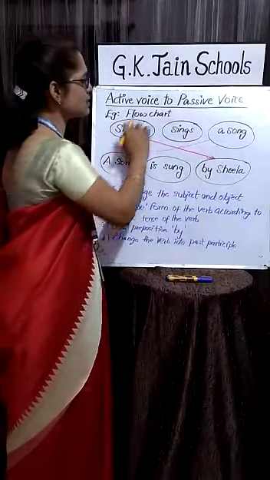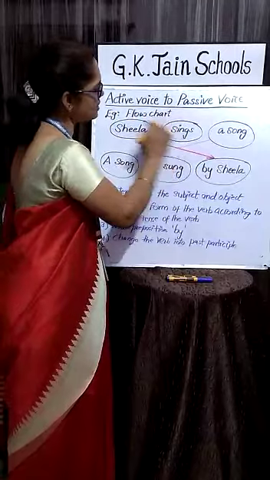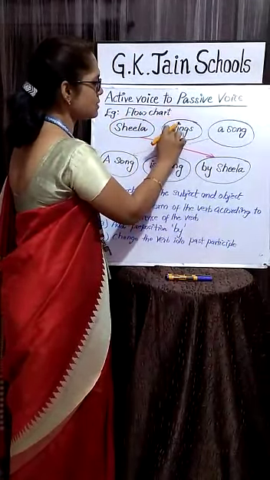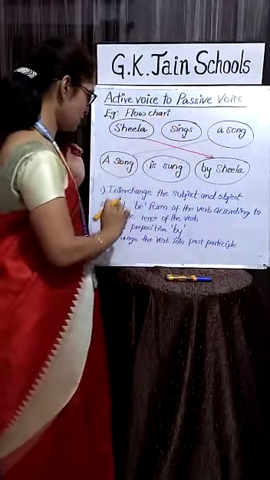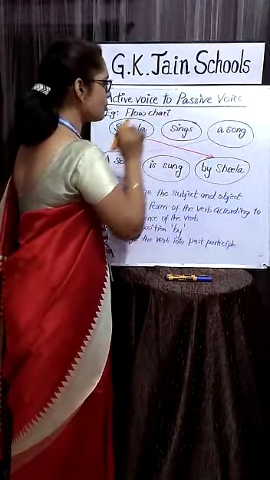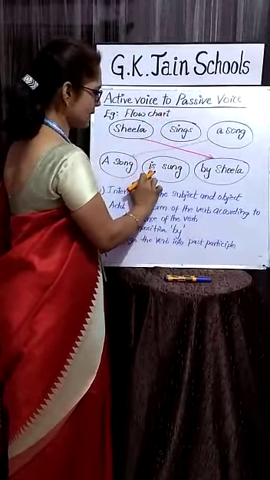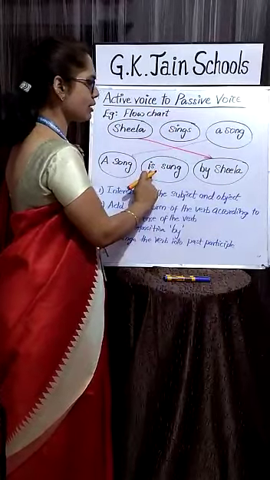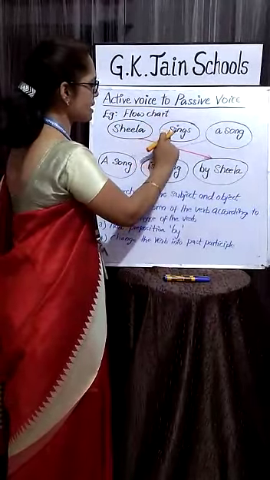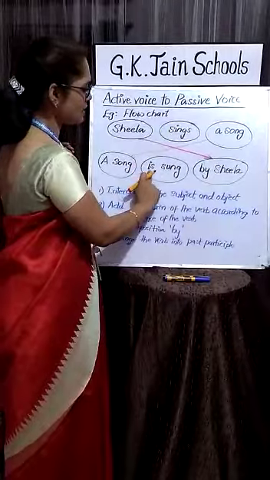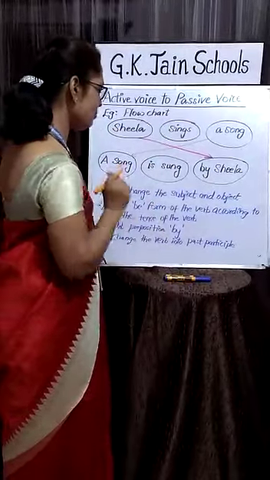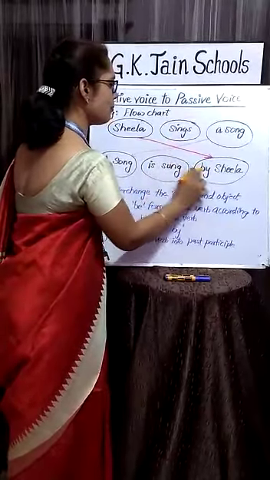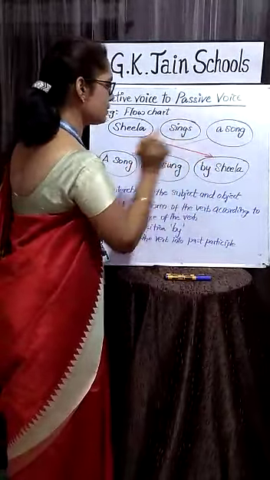Next step, add be form of the verb according to the tense of the verb. So where is our verb in the sentence? It's here, that is sings, and we need to know what tense it is. It is in the simple present tense. The be form of the verb in the simple present tense is is. So we added is over here. Next, add preposition by. So we have added by to the sentence.